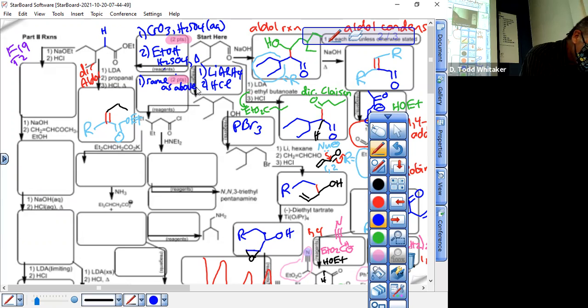And 2. How do you make an acid halide? Our friend SOCl2 and its colleague pyridine. What happens to acid halides in the presence of an amine? You get an amide.